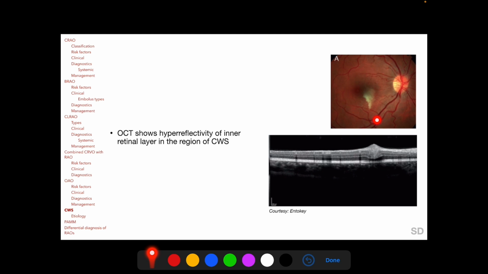This clinical photograph shows a lesion which is partly cotton wool spot in its inferior portion and partly paracentral acute middle maculopathy in its superior portion. And this OCT image has been taken with the scan line passing through the inferior portion of this lesion.